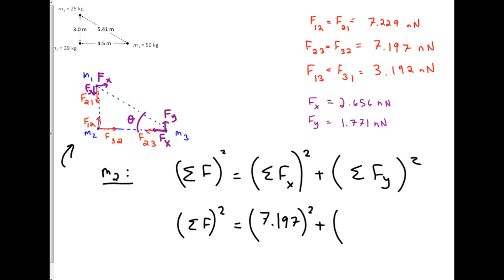No other y forces. So for the sum of the y's, all I need is F32, which is 7. Wait, let's see here, what am I doing? I need F12, which is 7.229 nanonewtons. So I plug this into my calculator.